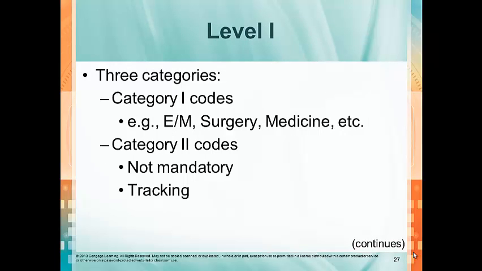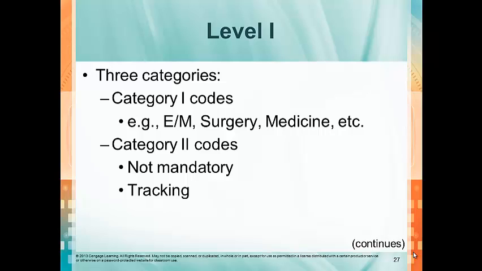There are 3 levels. Level 1. These codes are divided into Category 1, Category 2, and Category 3 codes. Category 1 codes are the codes from the main sections of CPT. They include evaluation and management, anesthesia, surgery, radiology, pathology and lab, and medicine. These codes are used to report services rendered by providers. They are mandatory. Category 2 codes are not mandatory, and they are considered tracking codes.